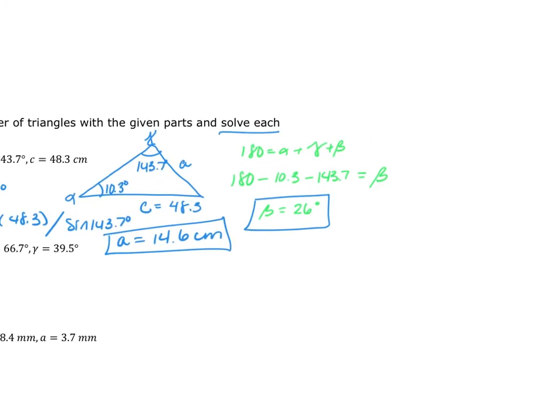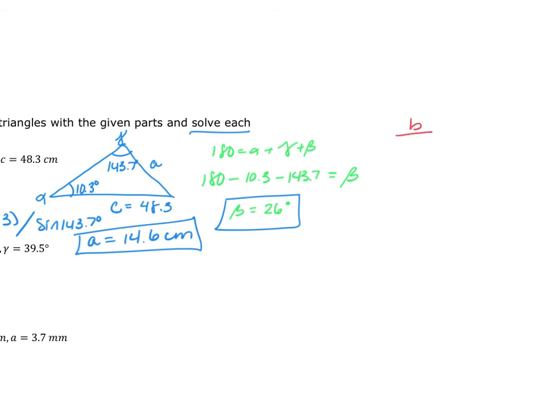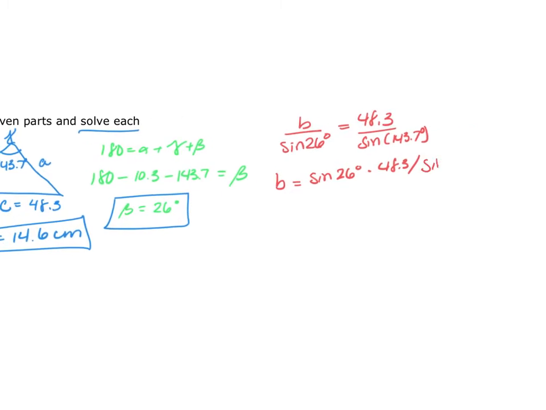Now I just need to find my B value. So again, I have B over the sine of 26 degrees is equal to, and once again, I go to the given parts, which is the 48.3, divided by the sine of 143.7. So my B is equal to the sine of 26 degrees multiplied by the 48.3 divided by the sine of 143.7 degrees. And I get B to be equal to 35.8 centimeters.